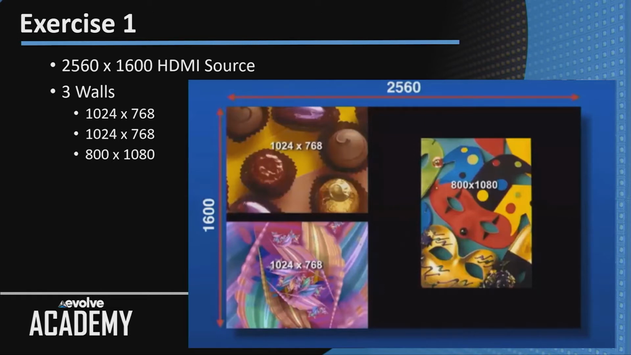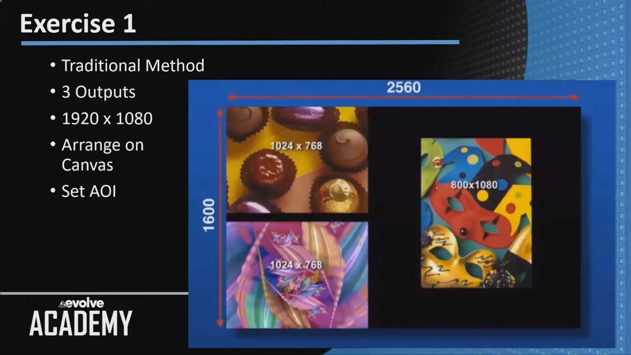Not three separate sources. We have 3 display walls, and the individual content for each wall is mapped inside that pixel space. So the walls are 1024 by 768. There's 2 of those, and there's one that's 800 by 1080 tall. The traditional method of doing this kind of setup is 3 outputs, set each output at 1920 by 1080, arrange them on the canvas, and create an area of interest.